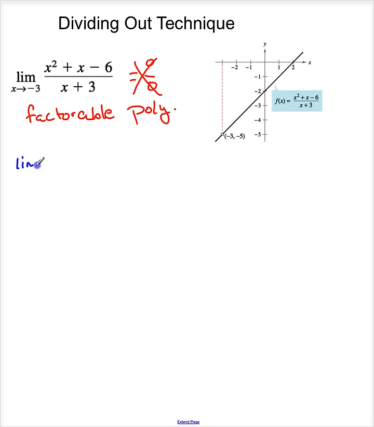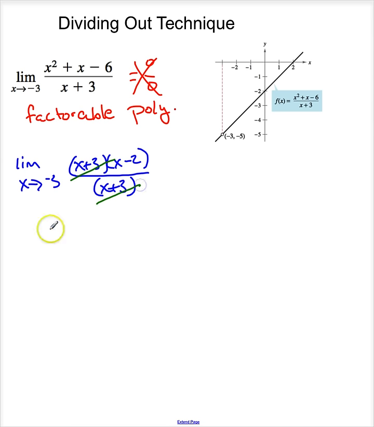Now I'm going to rewrite this by factoring. Now x squared plus x minus 6 factors very nicely into x plus 3 times x minus 2. You can do your factoring any way you like. Now I can see that these two terms are going to cancel. And so I can rewrite this as the limit as x approaches 3 of x minus 2, which is 3 minus 2, or 1.